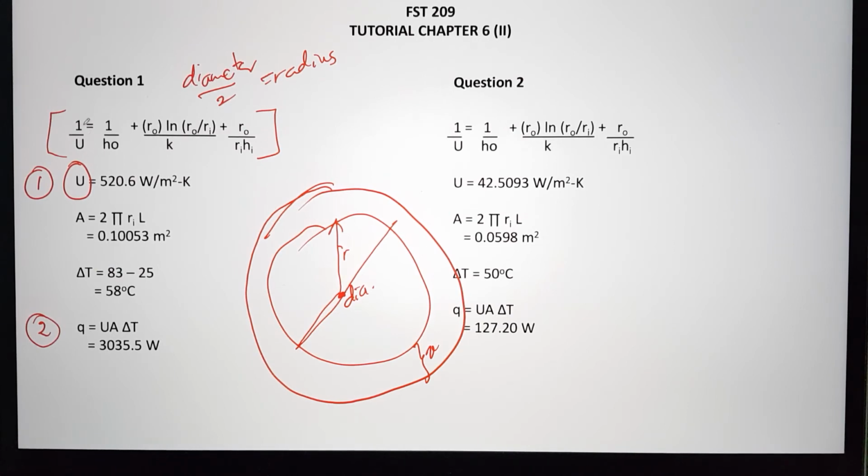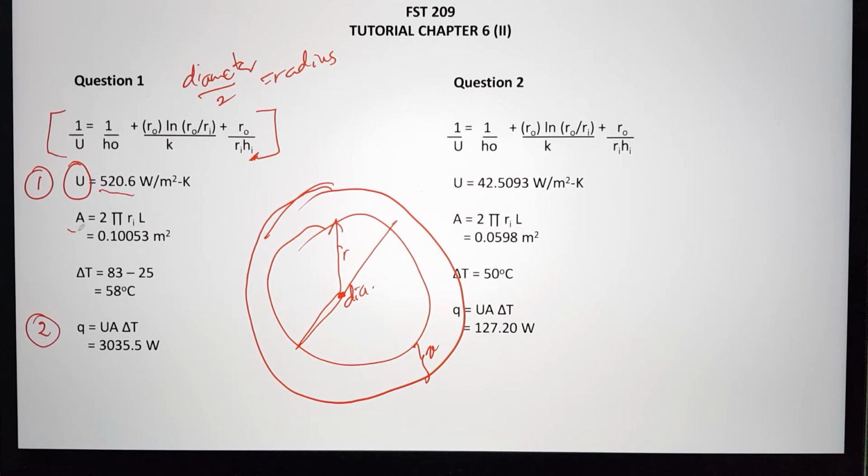So you need to use the equation 1 over U equals 1 over h naught plus r naught ln(r naught over ri) divided by k plus r naught over ri hi. As much as possible, you need to familiarize yourself with this equation. This is to ease and speed up your calculation. Alright, so the value for the overall heat transfer coefficient is 520.6 watt per meter square Kelvin.